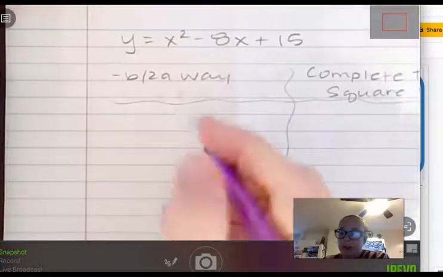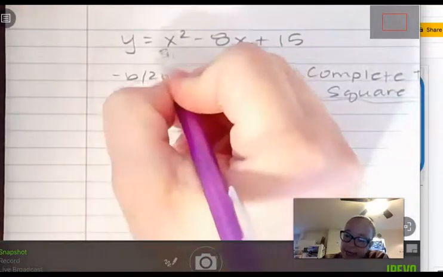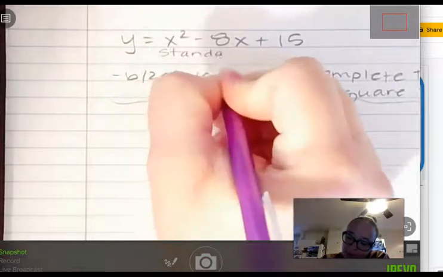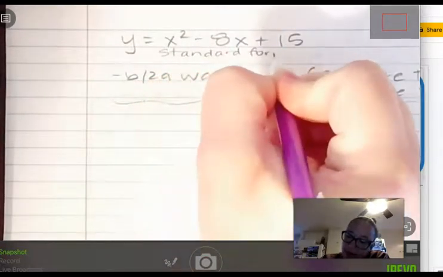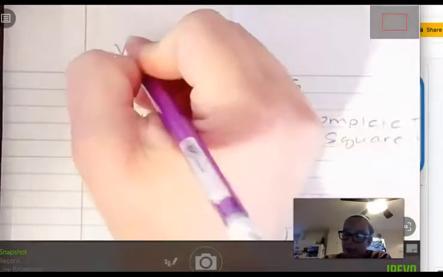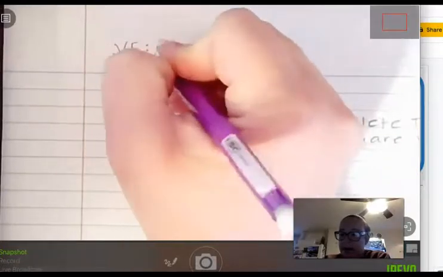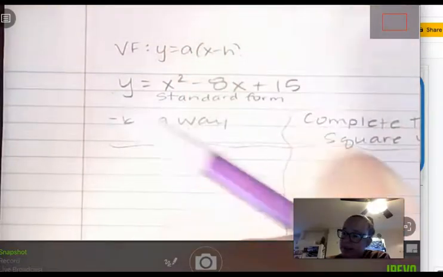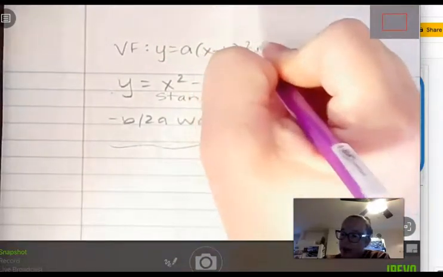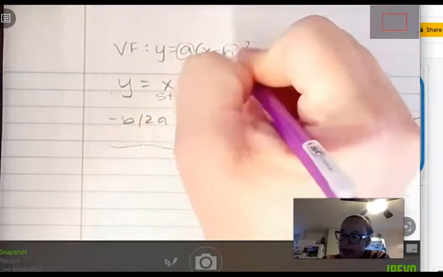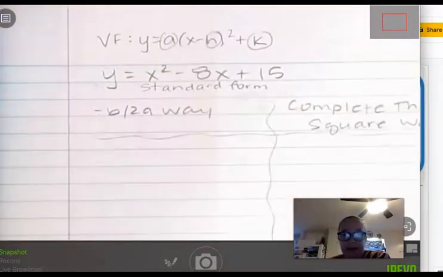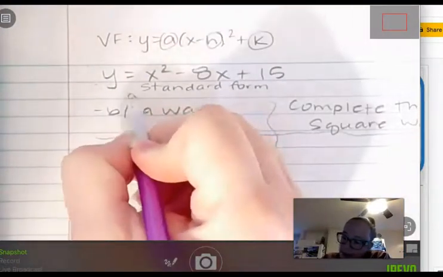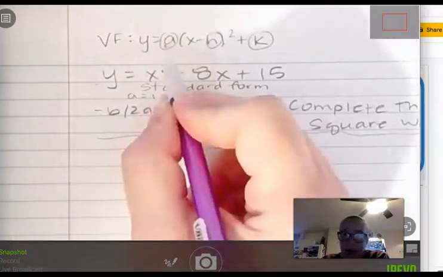So again, I want to remind you, we're taking this that's in standard form, and we want to rewrite it in vertex form. So for vertex form, you're going to write VF: y equals a times (x minus h) squared plus k. And we need a, h, and k. All right. So in this one, we know a is 1. That's great. We already know a.